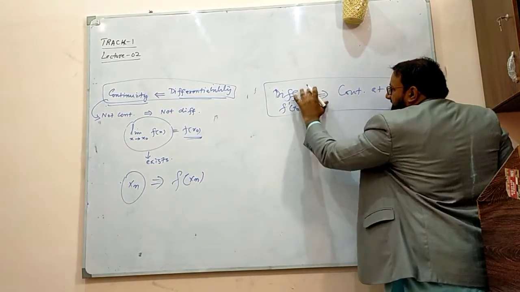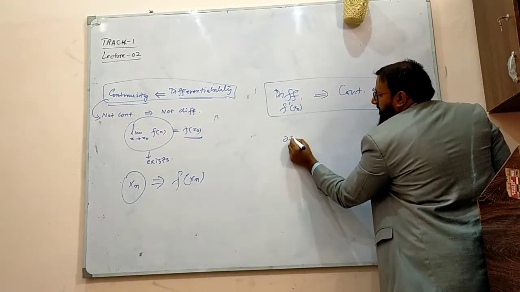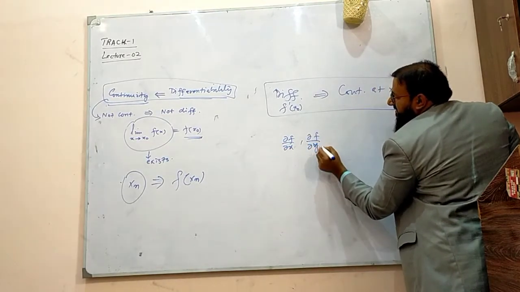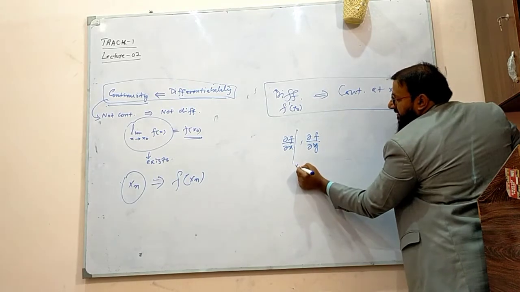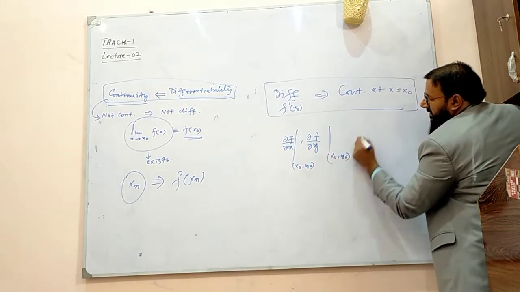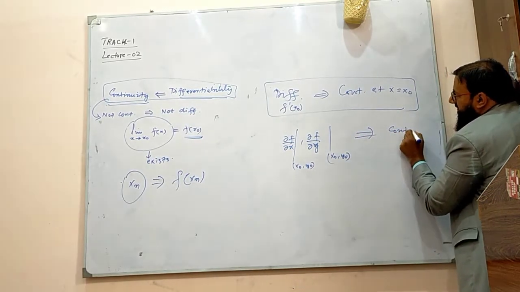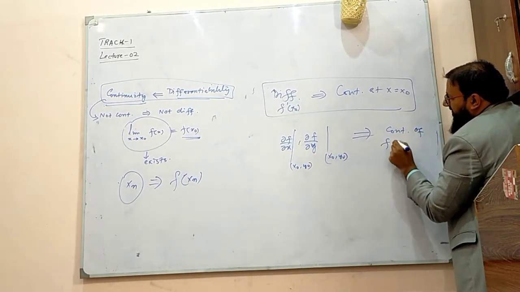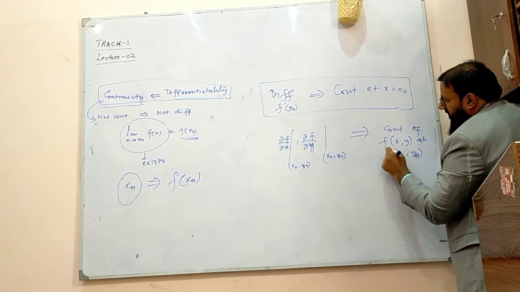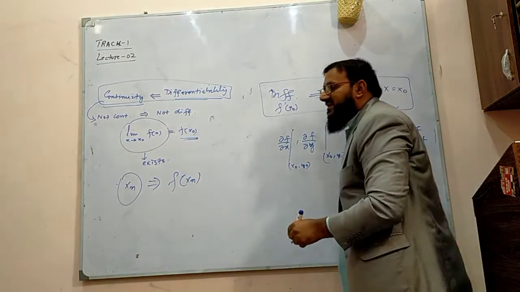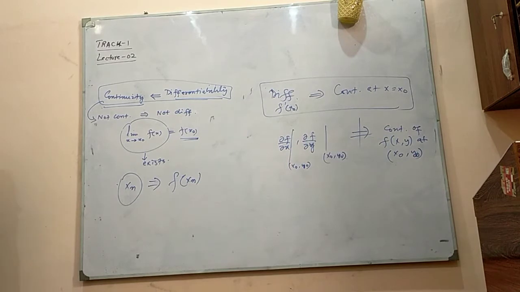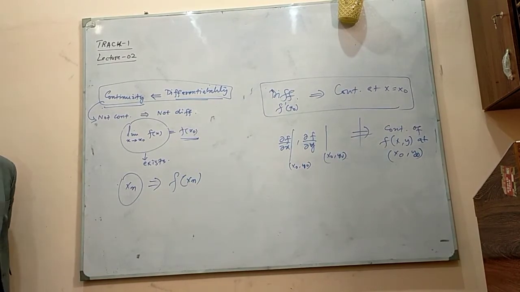But can this be applied to this case, that the partial of f with respect to x and with respect to y exist at a particular point, whatever it is? Does it imply continuity of that function at x naught, y naught? So the thing is that it is not true in general.